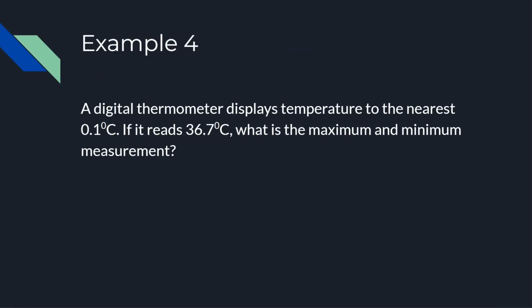Let's look at example 4. A digital thermometer displays temperature to the nearest 0.1 degrees Celsius. If it reads 36.7 degrees Celsius, what is the maximum and minimum measurement?